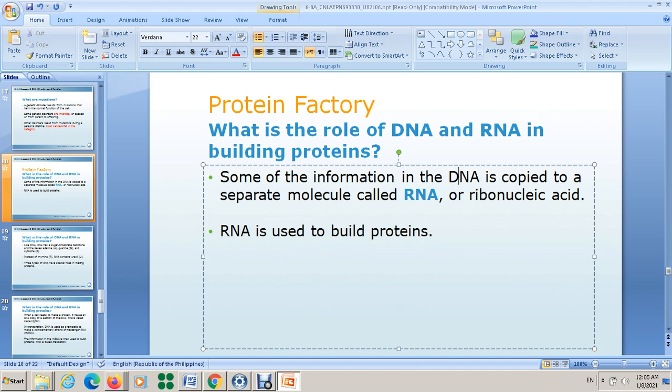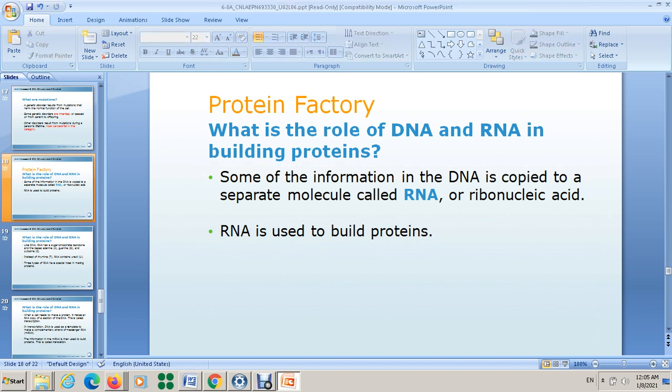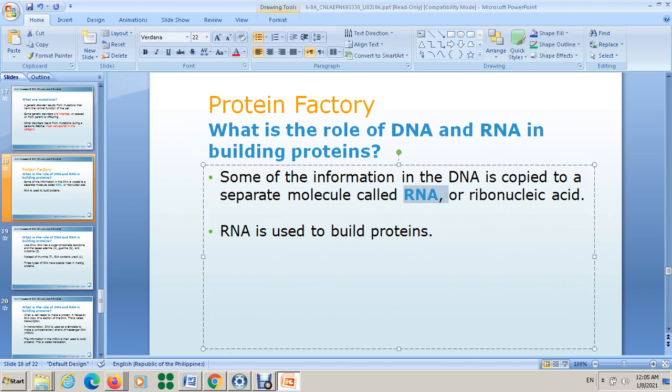The first thing I want to say here is that some of the information in the DNA is copied to a separate molecule called RNA. In RNA it's also what? A nucleotide. So what is the difference between DNA and RNA? The first thing you have to know is that the DNA, which is inside the nucleus, won't leave the nucleus. It carries all the information, so to keep this information from being used up, it will stay where? Inside the nucleus.